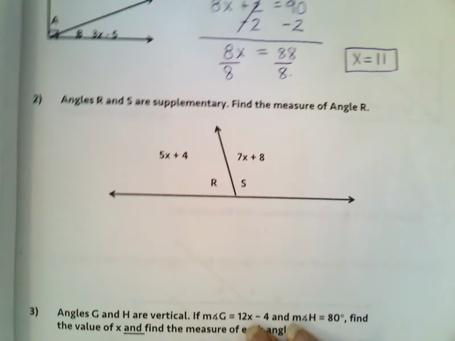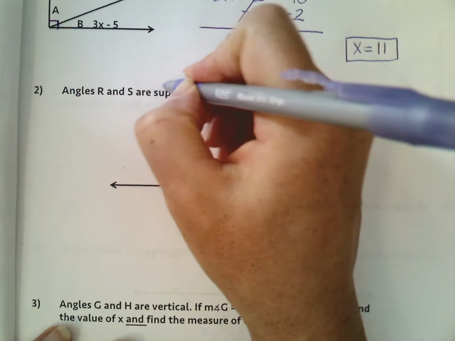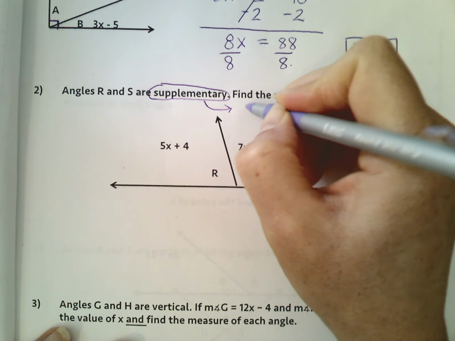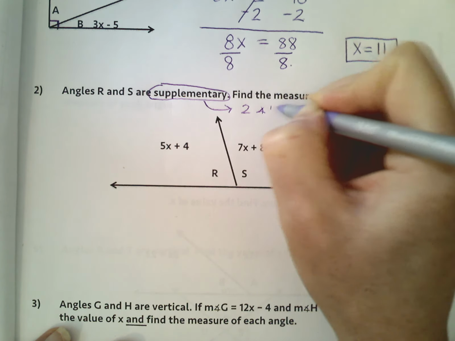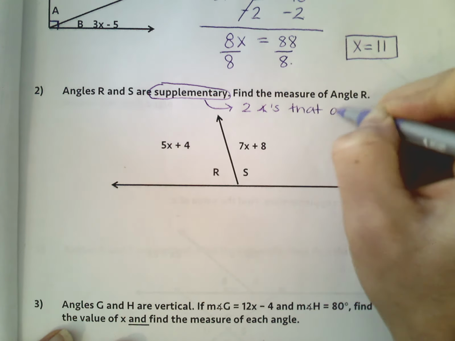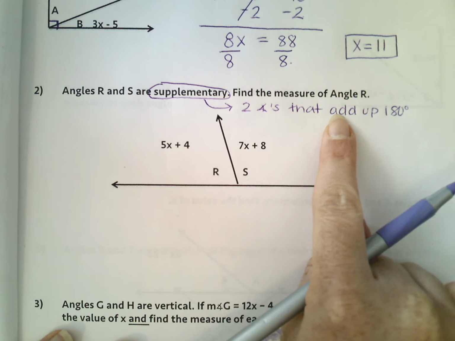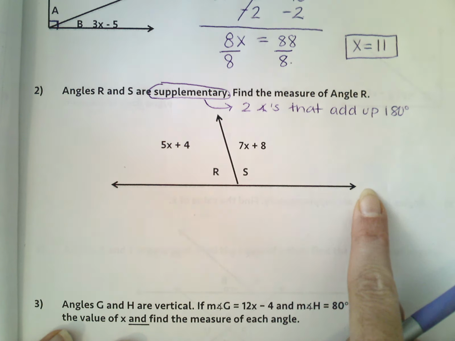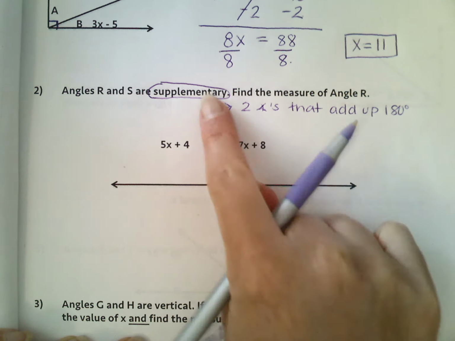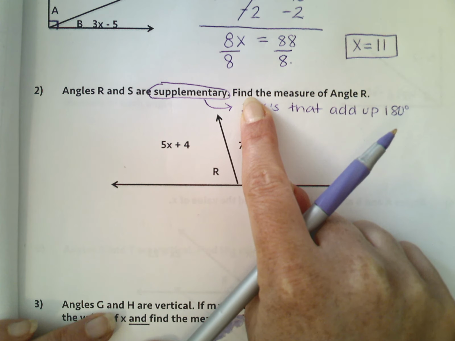Now on number 2, this one states angles R and S are supplementary. That's a key piece here because supplementary, we learned in the last 2 weeks, is two angles that add up to 180 degrees. Remember that 180 degrees forms a straight line. Two angles that add up to create a straight line of 180 degrees. That is supplementary. In this question, it's asking us to find the measure of angle R.